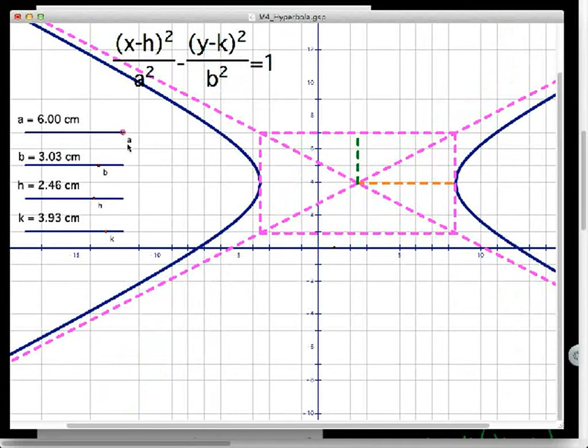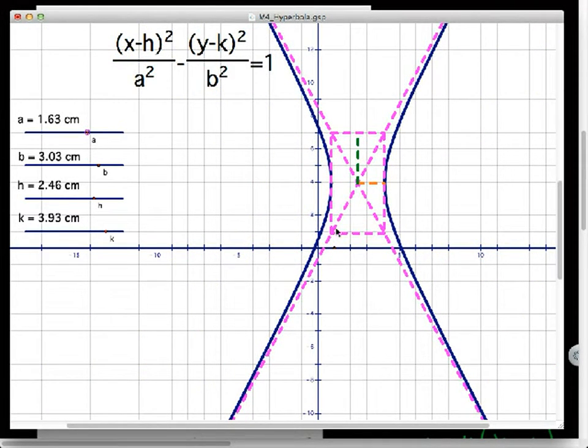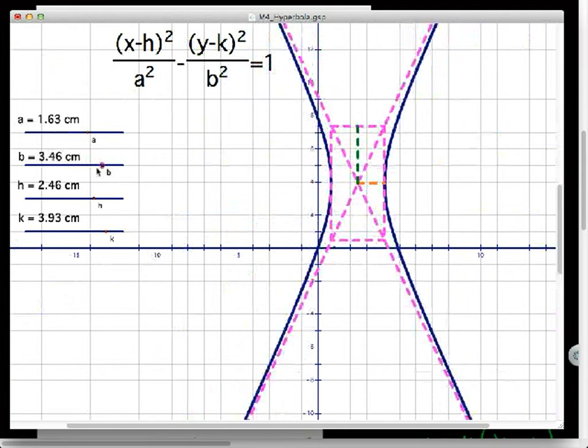And what I want to point out is, remember for ellipses, when they were horizontally oriented, they were always wider than they were tall, because that's how ellipses were. In the case of hyperbolas, it's possible to have a hyperbola where this little box is taller than it is wide, even though it's still horizontally oriented. Because the orientation was determined by this sign, not the size of these denominators. And then the value of b changes the length of the conjugate axis.